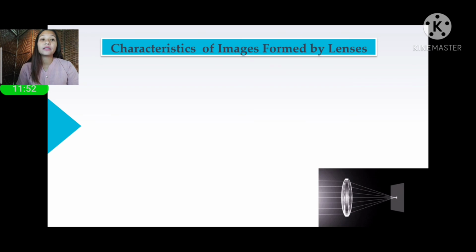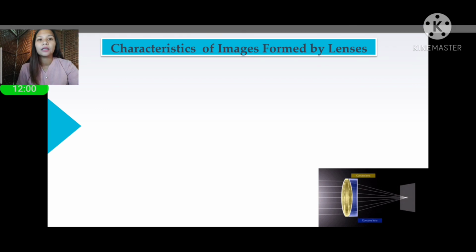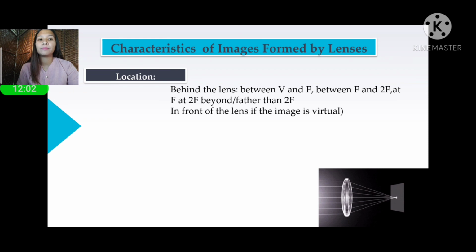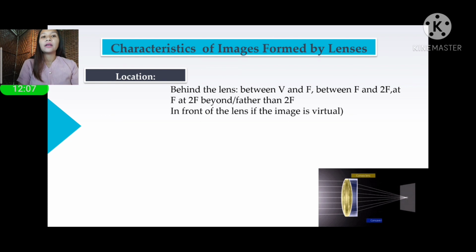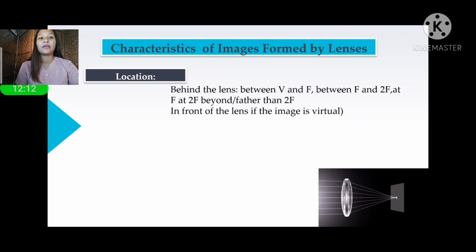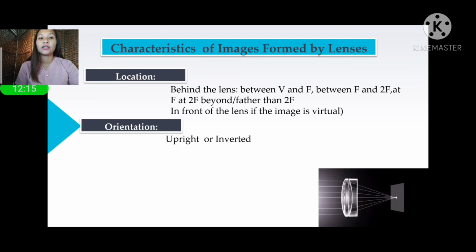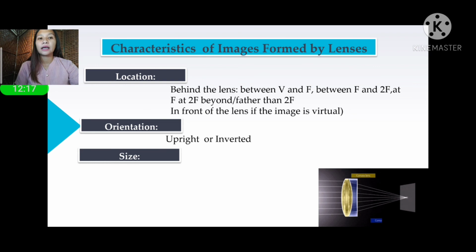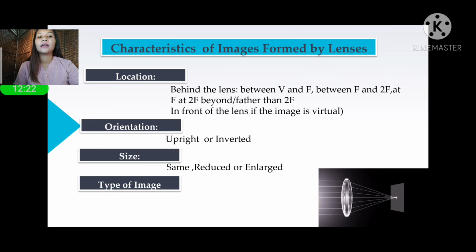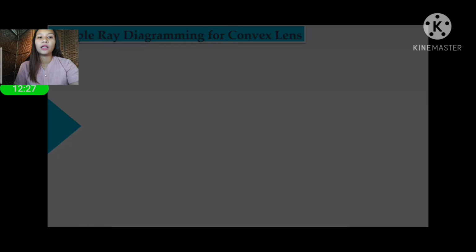We have different characteristics of lenses. We will become familiar with different terms used to describe images formed by lenses. The location can be behind the lens, between the lens and F, between F and 2F, at 2F, and beyond 2F, or in front of the lens if the image is virtual. The orientation is upright or inverted. The size is the same, reduced, or enlarged, and the type of image is real or virtual.